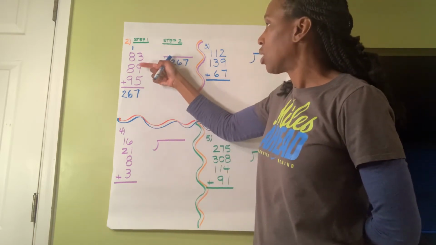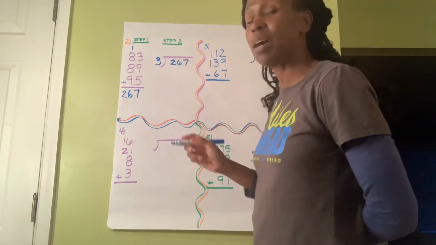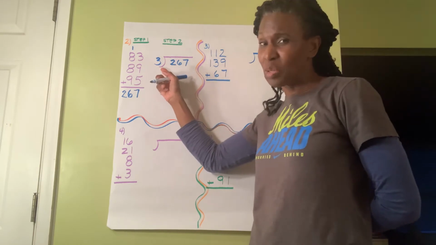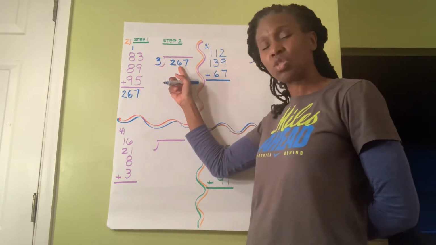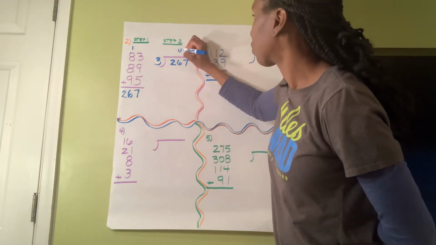I started with 1, 2, 3. So it's being divided by 3. Okay, now it's just time for me to divide. All right, 2 divided by 3, can't do that. So I'm going to include the next digit, which is 26. 26 divided by 3 is 8.